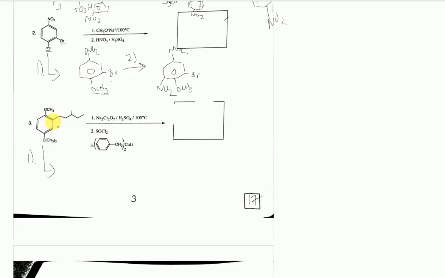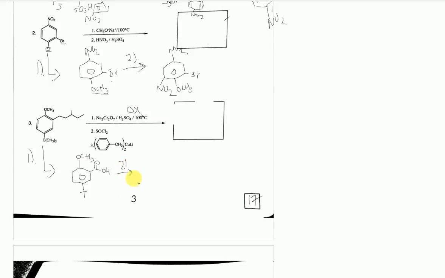Step 1. So we have this. We have Na2Cr2O7, H2SO4, 100 degrees Celsius. This is oxidation of side chain. So this is a tert-butyl group. It's unaffected. OCH3 group is not a carbon, so that is unaffected. Okay, this becomes that. It becomes a carboxylic acid. It always becomes a carboxylic acid. The tert-butyl group is left alone.